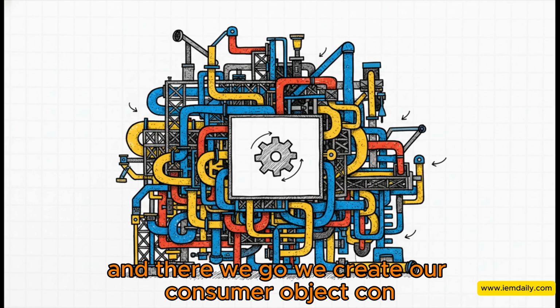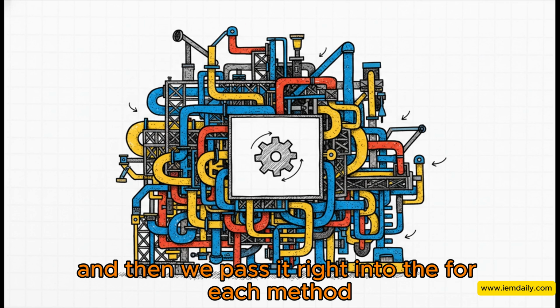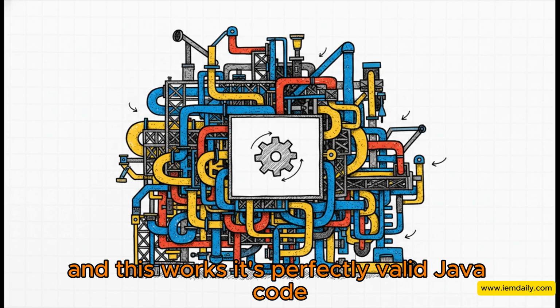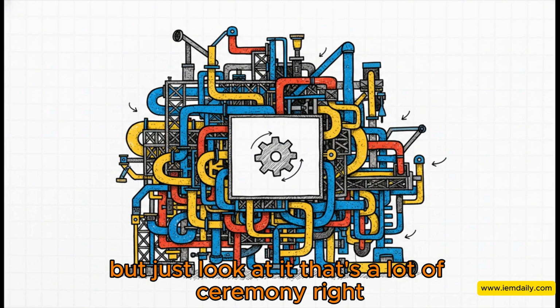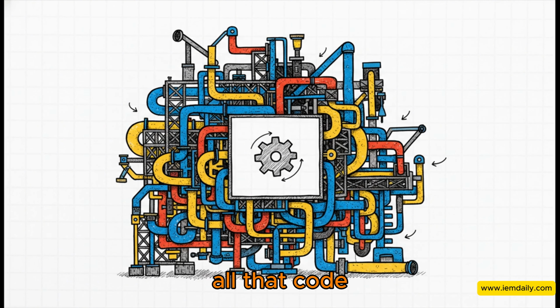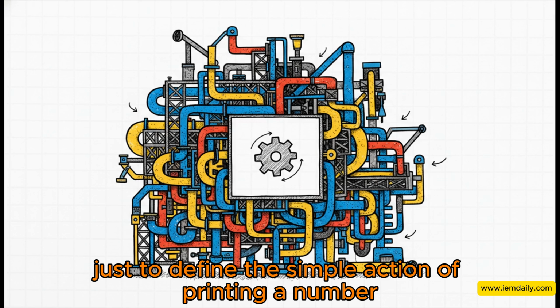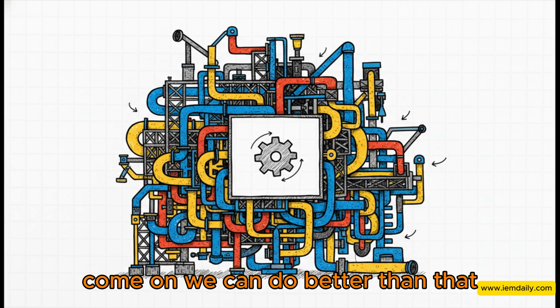We create our consumer object, con, and then we pass it right into the forEach method. And this works. It's perfectly valid Java code. But just look at it. That's a lot of ceremony, right? All that code just to define the simple action of printing a number. Come on, we can do better than that.